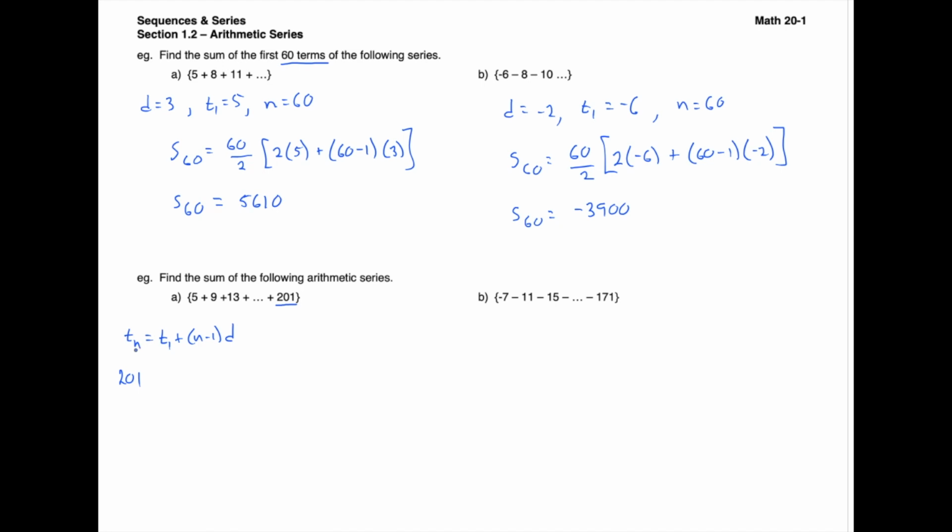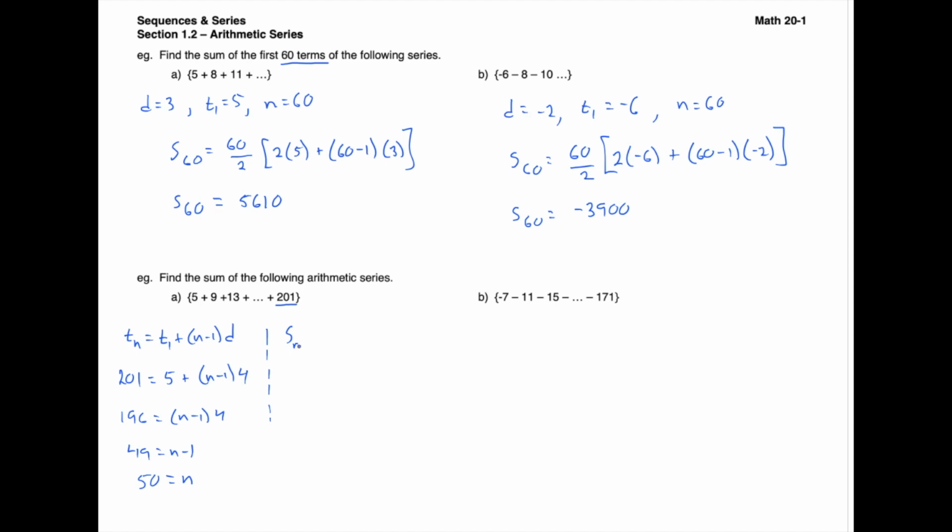So I'll get 201 for my nth term, and again, we don't know what n is, but we'll be looking for that. T1 equals 5 for my first term. I get this n minus 1. Again, for my common difference, 9 minus 5 is 4, 13 minus 9 is 4, so I have a common difference of 4. So I'll move the 5 over with subtraction. That gives me then 196 equals n minus 1 times 4. I can divide the 4 out on each side, and that gives me then 49 equals n minus 1, move the 1 over, and I get n equals 50. And so I have 50 terms then in this series.